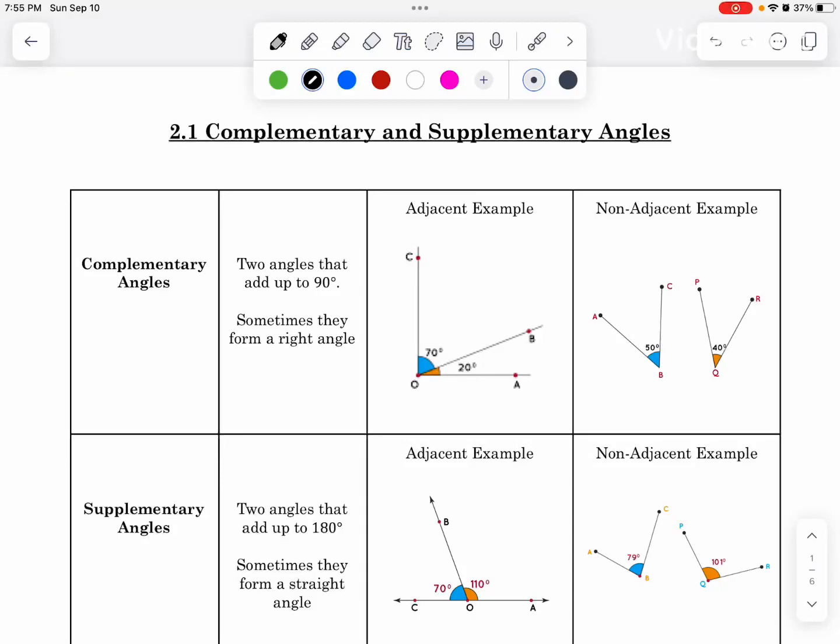All right, fam, we are on a new chapter. We are on the very first page, the very first section. We are on 2.1. We have two different vocab words. One of them is very important, complementary. The other one is also very important.